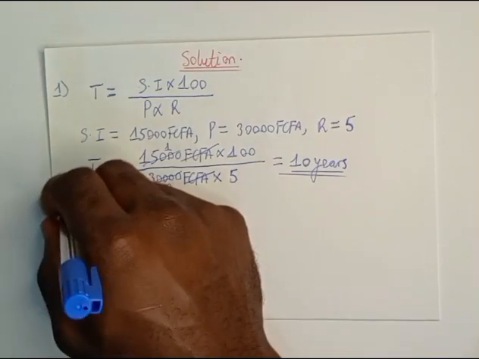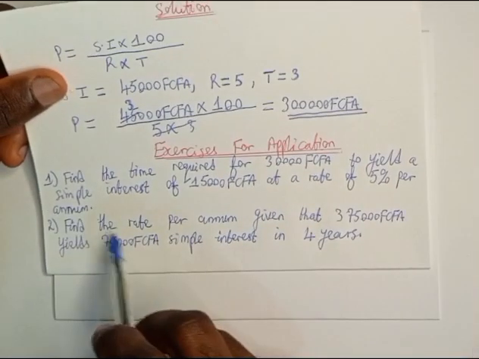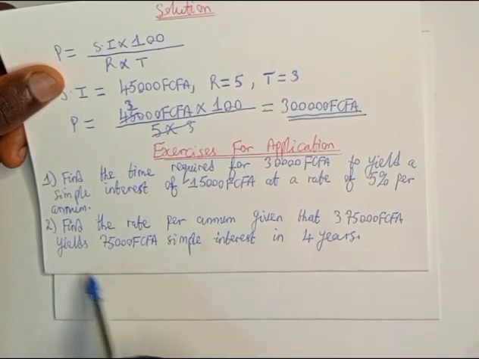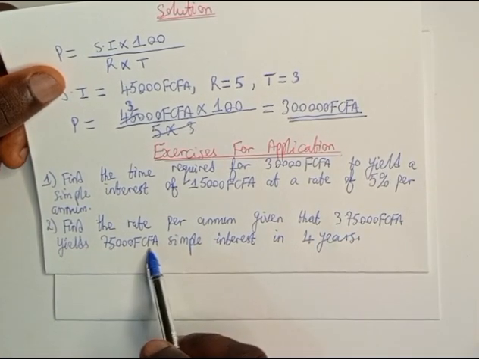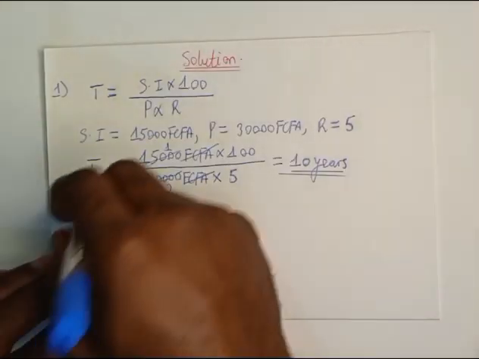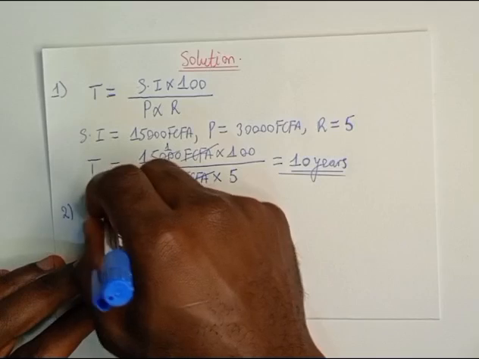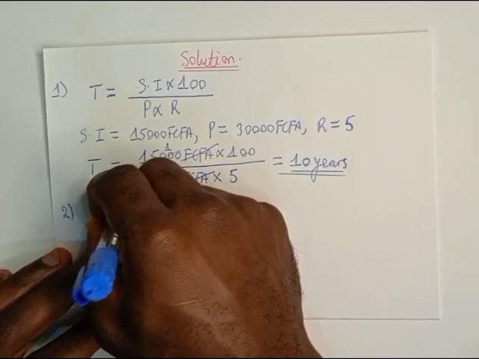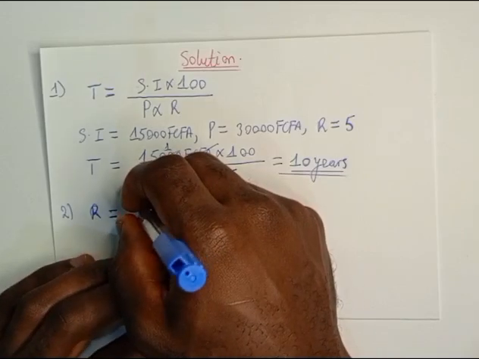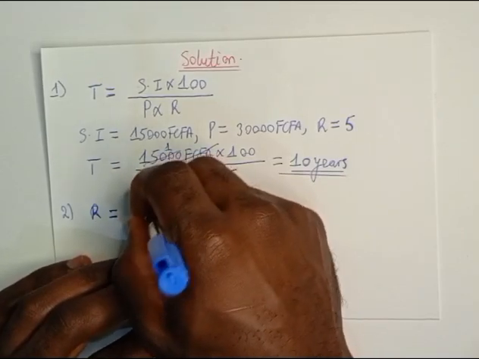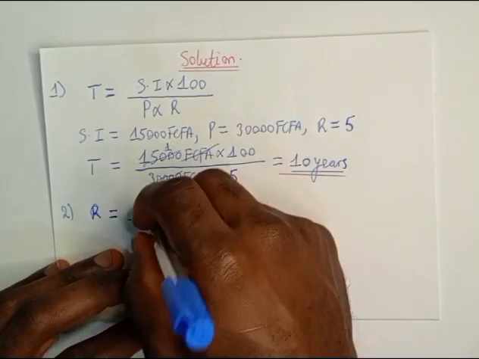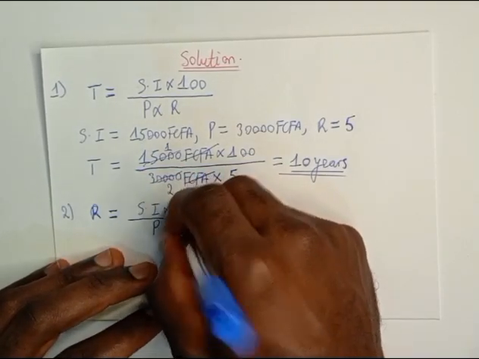We move now to exercise 2, question 2. It says find the rate per annum given that 375,000 francs CFA yields 75,000 francs CFA simple interest in 4 years. We have to find R, the value of R. R is simply equal to, we are going to multiply the simple interest by 100. Then we divide by the principal times the time.